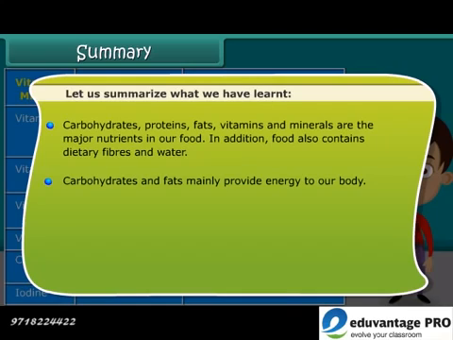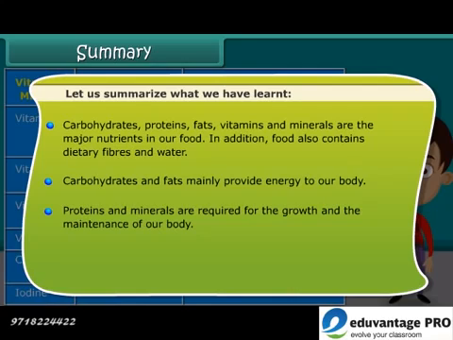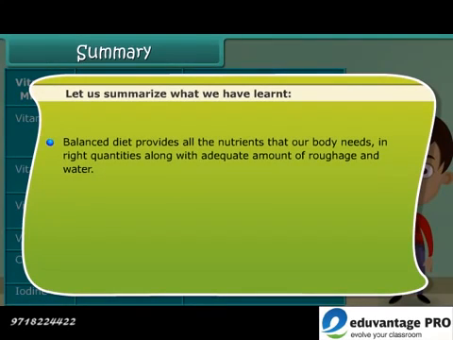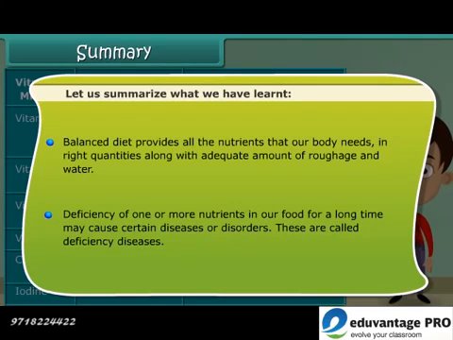Carbohydrates and fats mainly provide energy to our body. Proteins and minerals are required for the growth and the maintenance of our body. Vitamins help us in protecting our body against diseases. Balanced diet provides all the nutrients that our body needs in right quantities along with adequate amount of roughage and water. Deficiency in one or more nutrients in our food for a long time may cause certain diseases or disorders. These are called deficiency diseases.